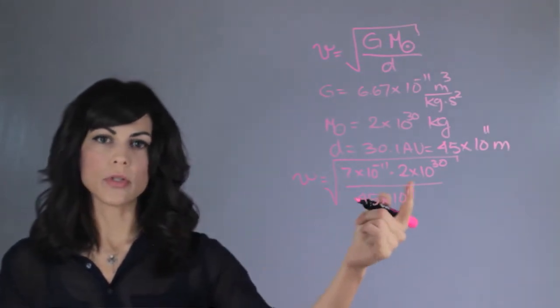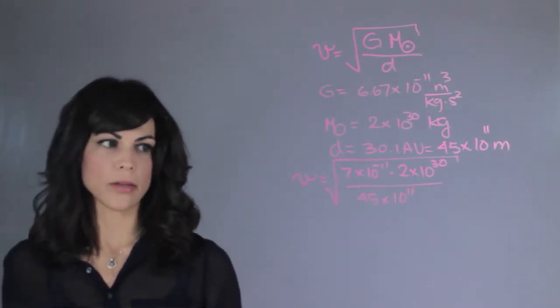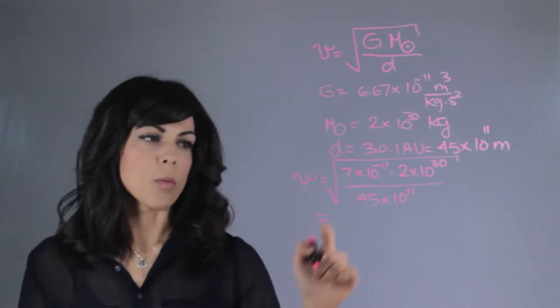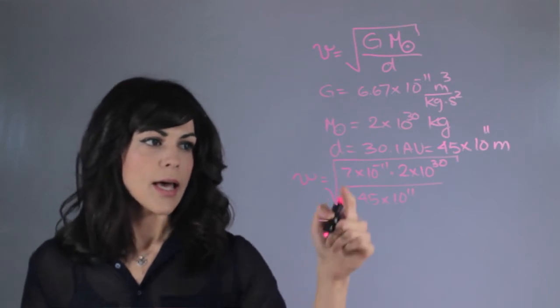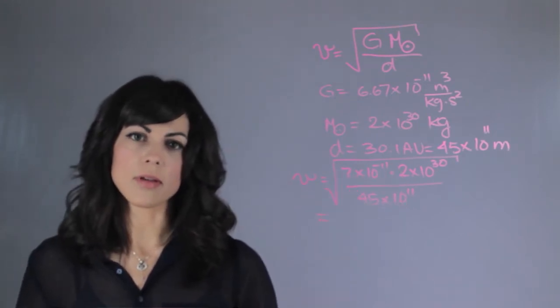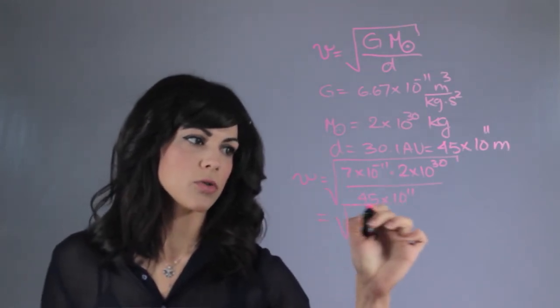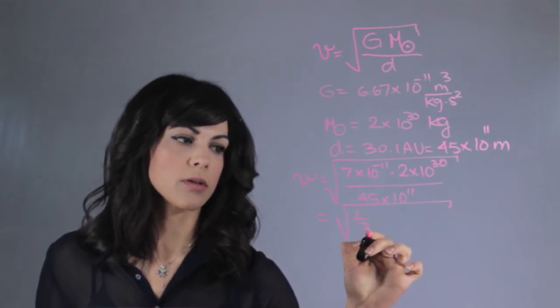So what can we do to simplify this and not have to pull out our calculator? Well, 7 times 2 is 14. We can round that up to 15. And 15 divided by 45 is 1/3. So then our square root is 1/3.